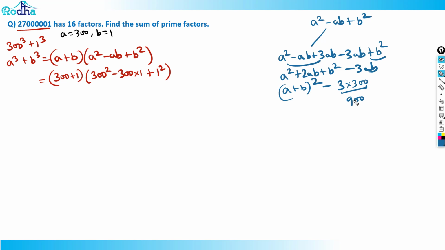That's the correct way to do it, because already I got 1 in the form of 300 plus 1 square, that is a plus b whole square, and now minus 900 is again a perfect square. Again it is 30 square. So 300 plus 1 square minus 30 square. So again I can form it into a square minus b square.